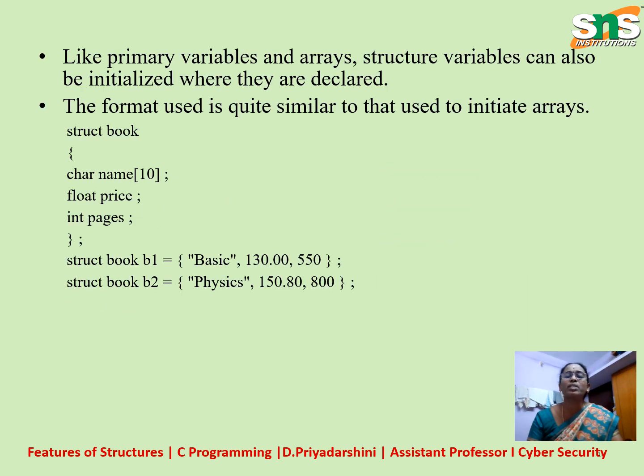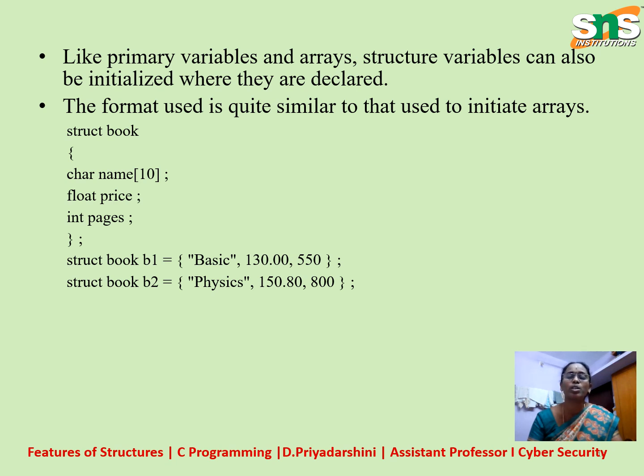Like primary variables and arrays, structure variables can also be initialized where they are declared. Even in the declaration we can define the initial values for the variables. See here, the structure book, B1 is the first variable created for the structure book. We have initialized B1 with the name of the book, 130 as the price of the book and 55 as the pages of the book. It is not mandatory that it always has to be received from the user.